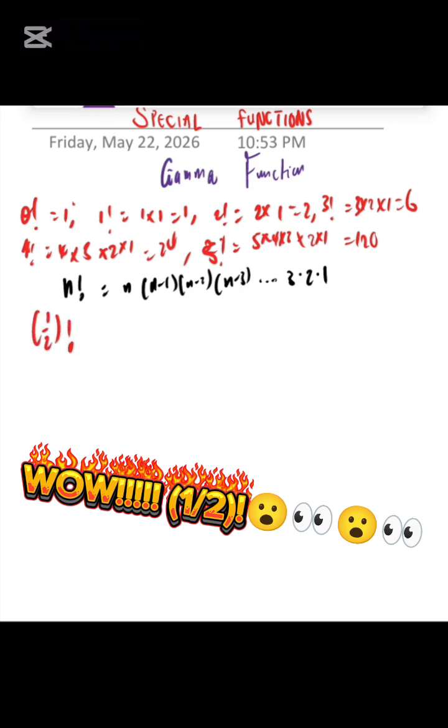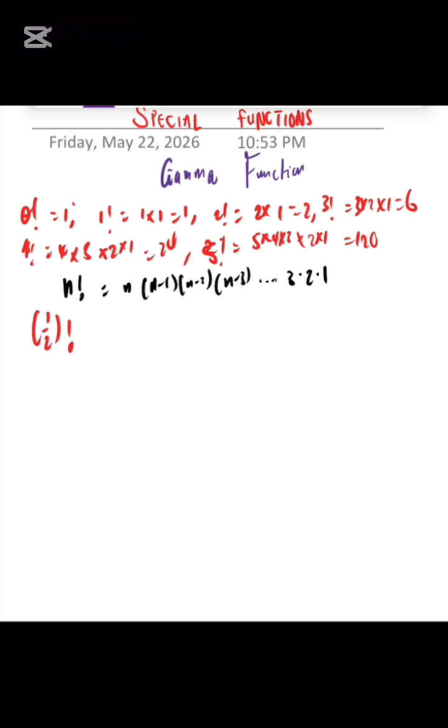You'll be wondering, because let me ask you this: does factorial exist for non-integers? Answer the question. Does factorial exist for non-integers? Yes, surprisingly, yes, it does. So factorial exists for non-integers.